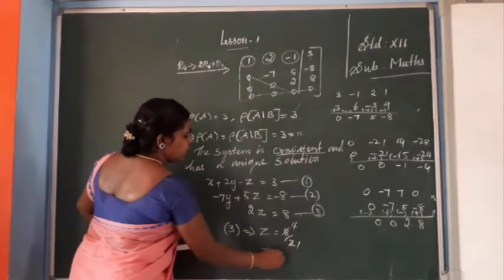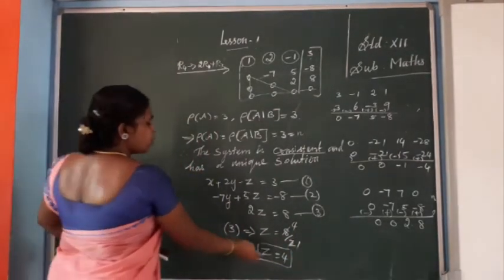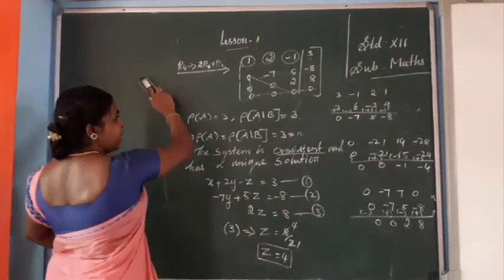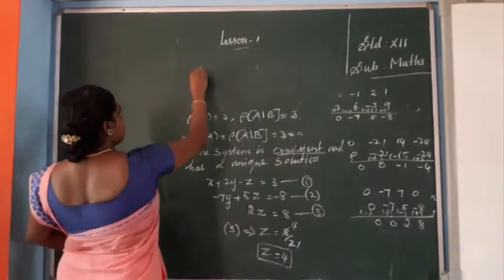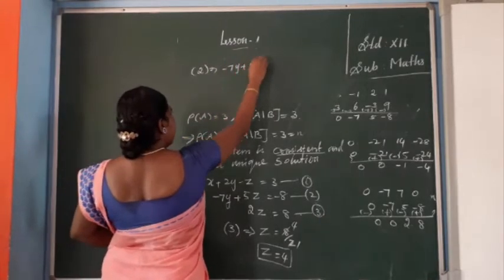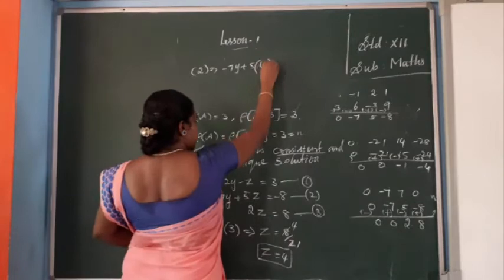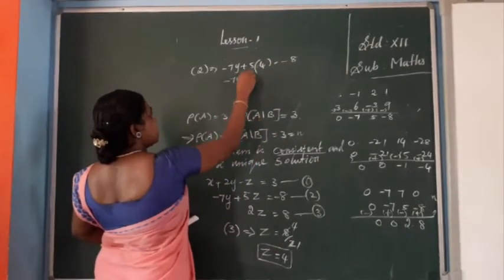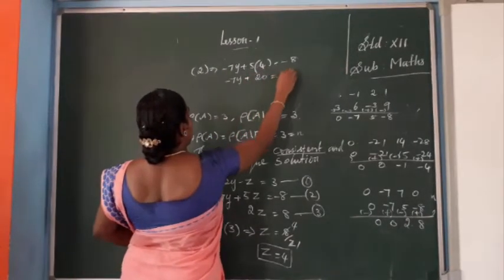So is it equal to 4? So we got one value, 2 more values we want to find. So you substitute the z value in equation 2. So 2 implies minus 7y plus 5 into z value, which is 4, equal to minus 8. So minus 7y plus 5 fours are 20. Okay, so 20 equal to minus 8.